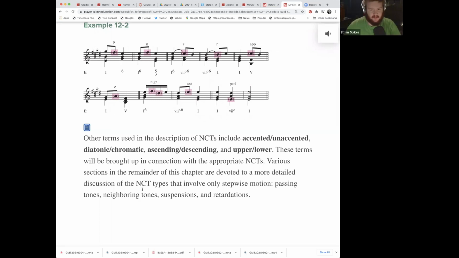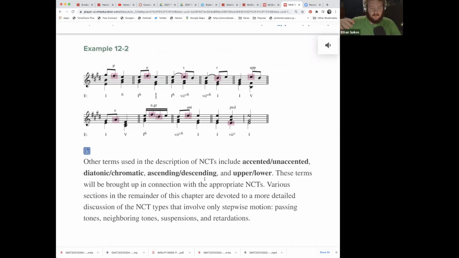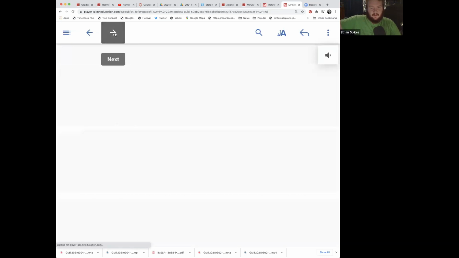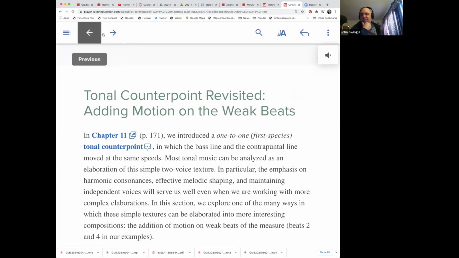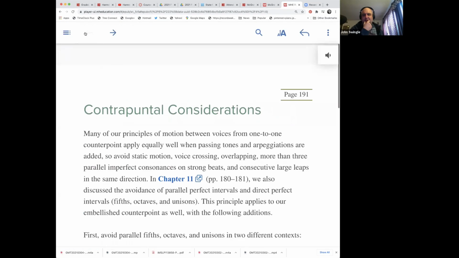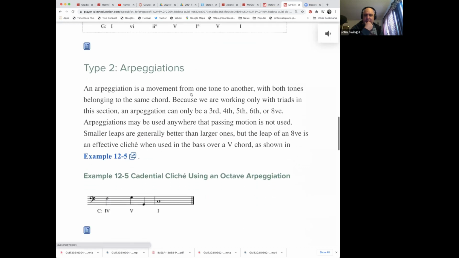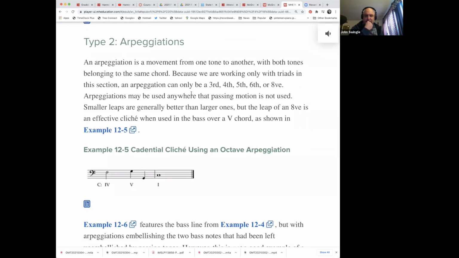Isn't arpeggiation just moving up in thirds? Because for playing music, like scales and arpeggiations, it's the 1, the 3, the 5, the 8, or the 1 again, I guess. I think there was an example where they actually dropped an octave and they called it an arpeggiation in the bass. Arpeggiation is a movement from one tone to another with both tones belonging to the same chord.